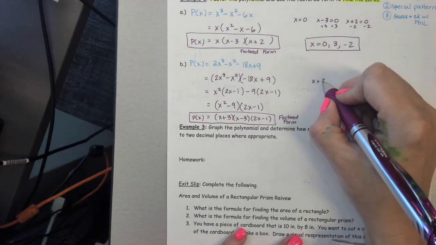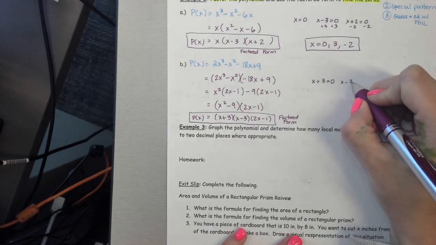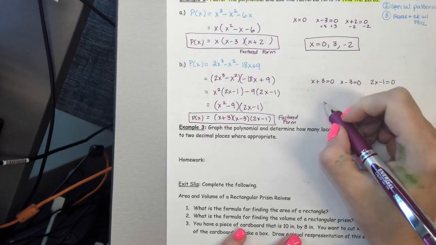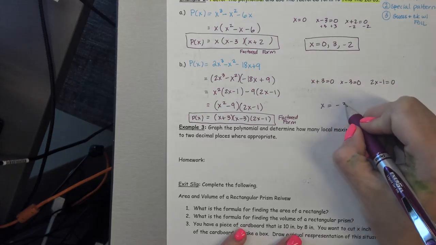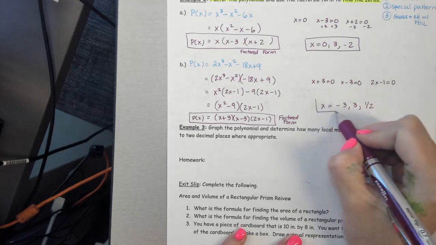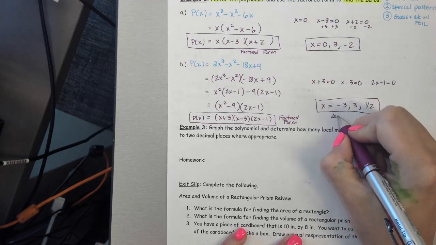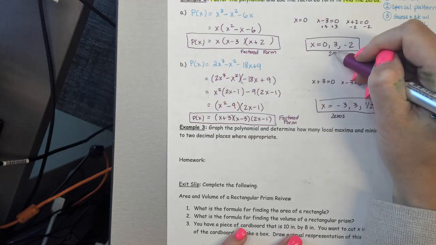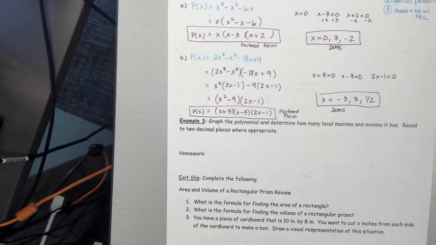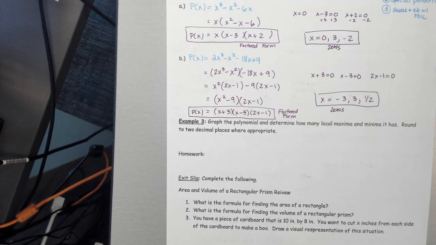Okay, and then when we set these equal to 0 and solve, we are going to get our final zeros. So we should have -3, +3, and 1/2 as our zeros. Okay, questions for me on this part?